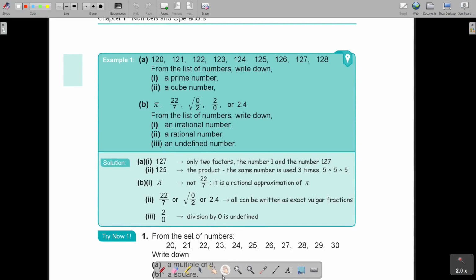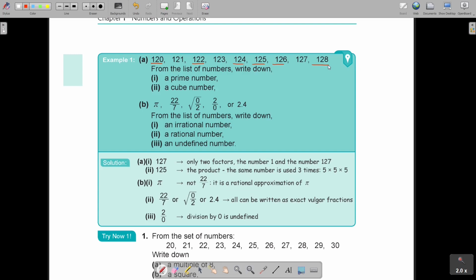So they give you a list of numbers. And from this list of numbers, write down a prime number. So first you must know what a prime number is. A prime number only has 2 factors, the number 1 and the number itself. So you can already say that all the numbers ending on a 0, a 5 or an even number will have more than 2 factors. So there's a 0, a 2, a 4, a 5, a 6, a 8. It will not be one of them.